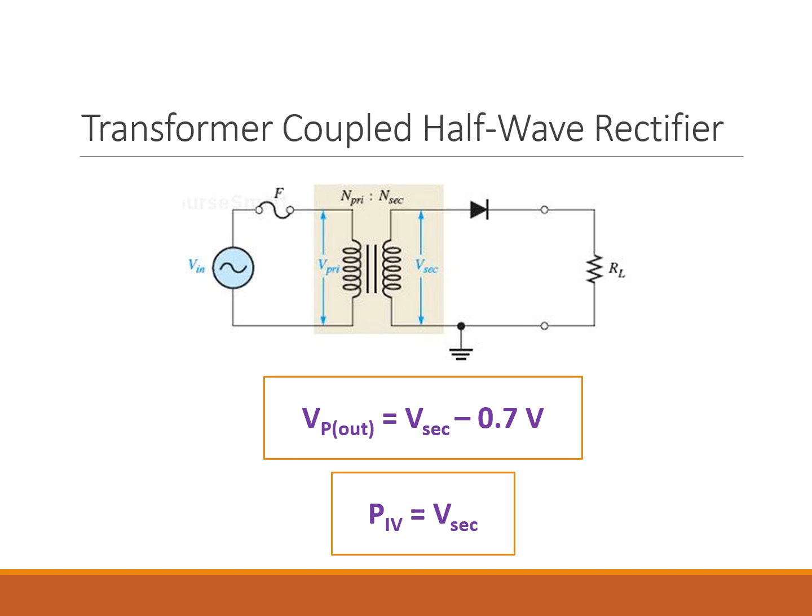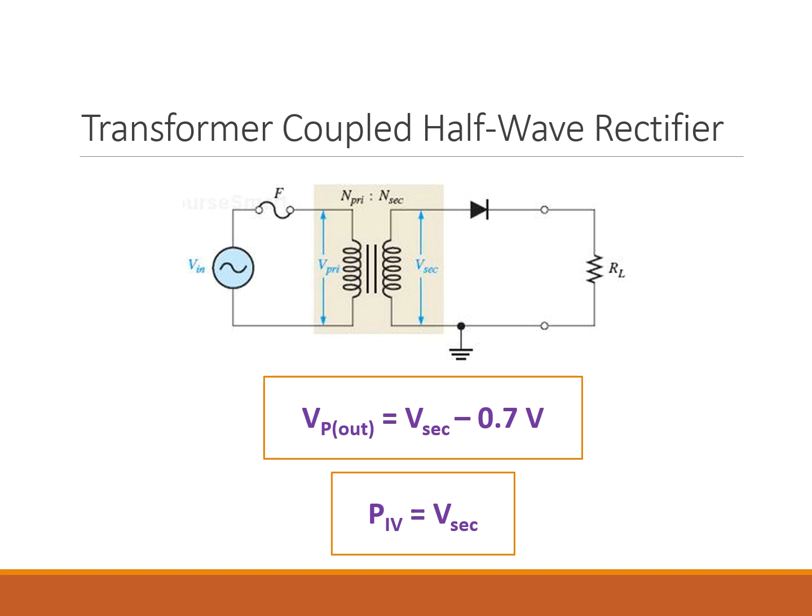So let's do some quick math to look at the output peak voltage. You won't get the full secondary voltage on the output, and the reason is because the diode's barrier potential voltage eats up a little bit of that. So remember that 0.7 volts. So VP out is going to be equal to the voltage on the secondary minus that 0.7 volts.